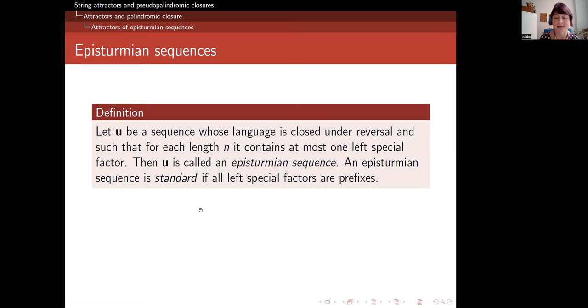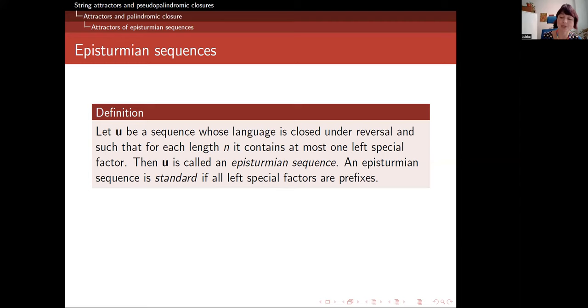there's a strong relation to Episturmian sequences. So let me first say the definition of an Episturmian sequence. So let U be a sequence whose language is closed under reversal, and moreover such that for each length n, it contains at most one left special factor. By a left special factor, I mean a factor with at least two left extensions. So you can find such a factor in your sequence preceded by at least two distinct letters. And then such a sequence is called an Episturmian sequence. And moreover, an Episturmian sequence is called standard if all left special factors are prefixes.